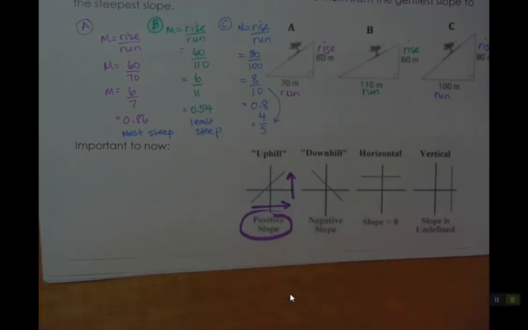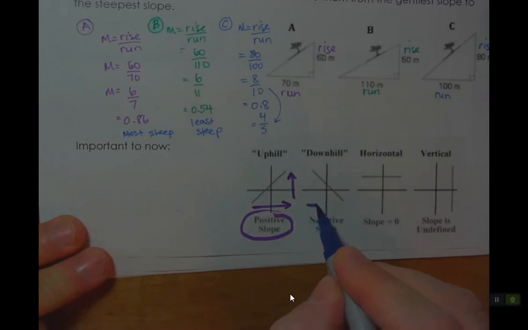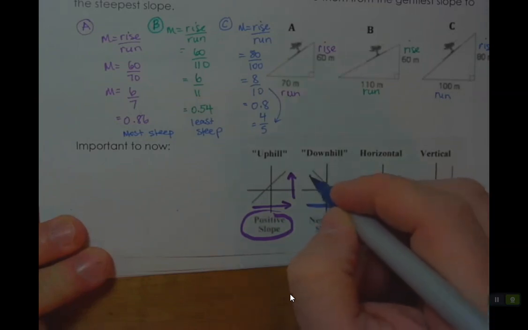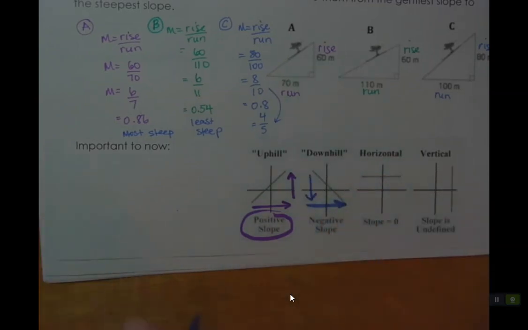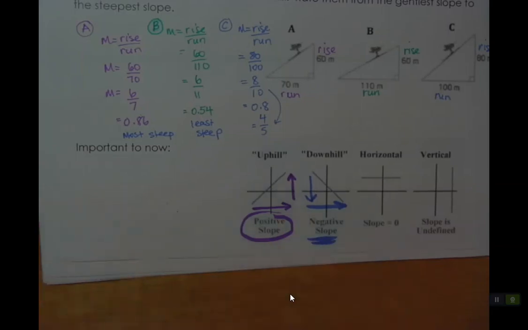But if I'm going downhill, as I'm going from left to right, I'm going downhill. That makes that a negative slope. Okay.